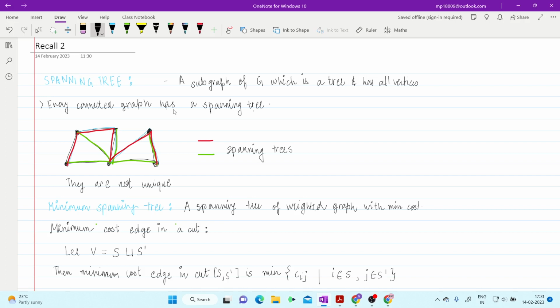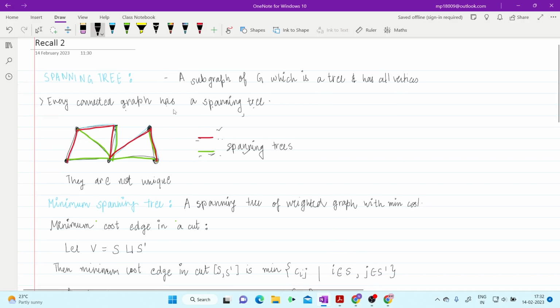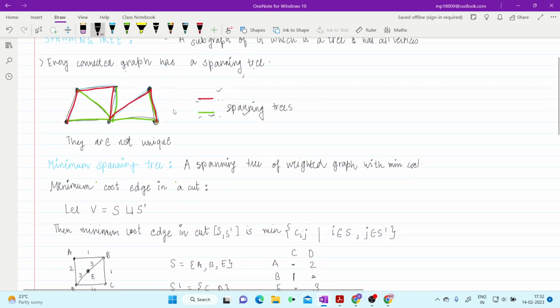So suppose this is your connected graph. The edges which are colored red or green give you a spanning tree. If you see the red ones, it is a tree because it is connected plus has no cycle. Moreover, it has all the vertices. Therefore the red one is a spanning tree, and for a similar reason the green one is also a spanning tree. So every connected graph has a spanning tree, and this example shows that the spanning tree need not be unique.